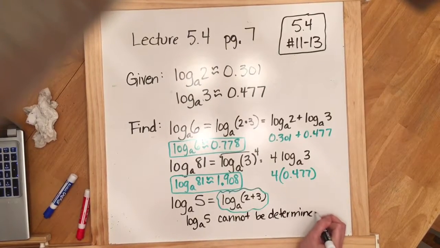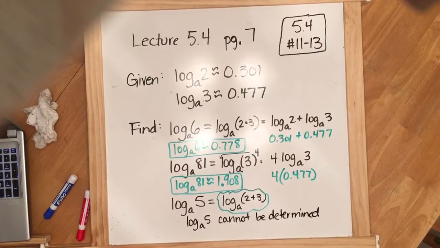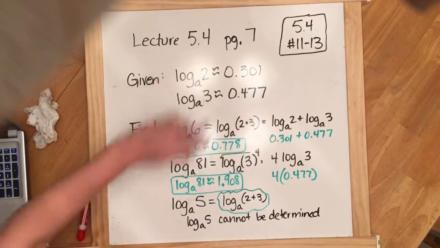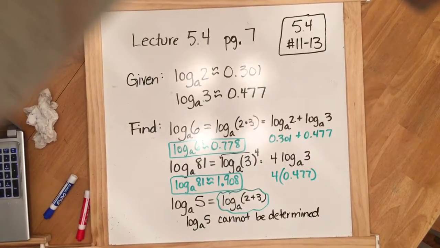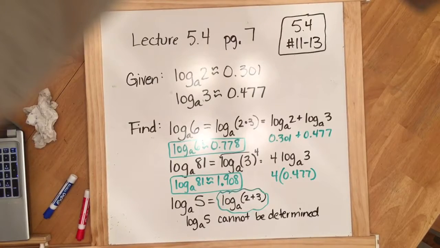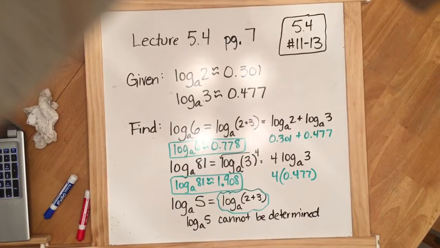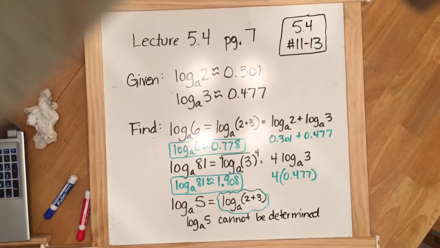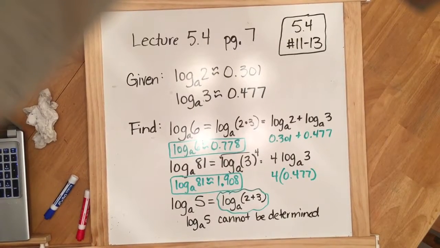So you might see that answer choice sometimes in your homework because there's no combination of the given values that will work with the properties that we have. And again, that's going to help you with question numbers 11 through 13.